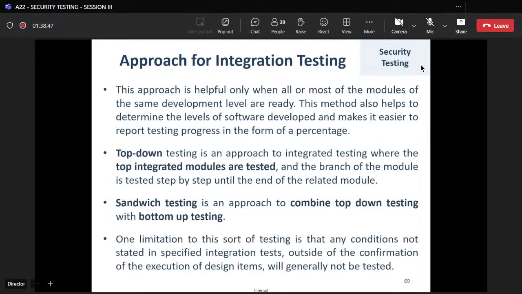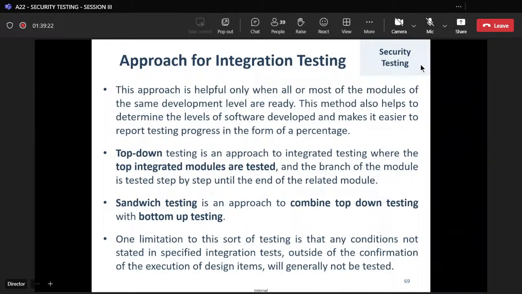The next is top down. What they do is, first, the testing happens for the top integrated modules, and it will be branched out, and they try to test step by step until they reach the related modules, completing all the modules. And the third type is sandwich testing. It's a combination of both top down as well as bottom up testing. So based on the organization's requirements, they will choose various types of approaches.